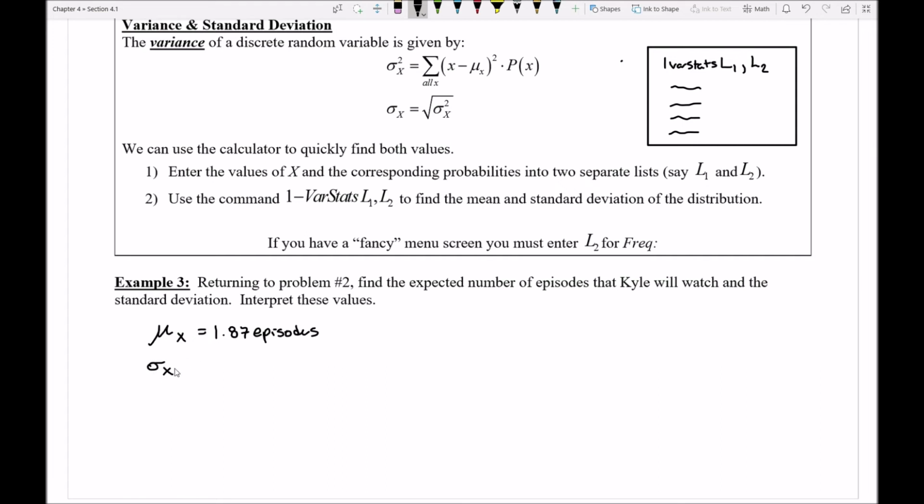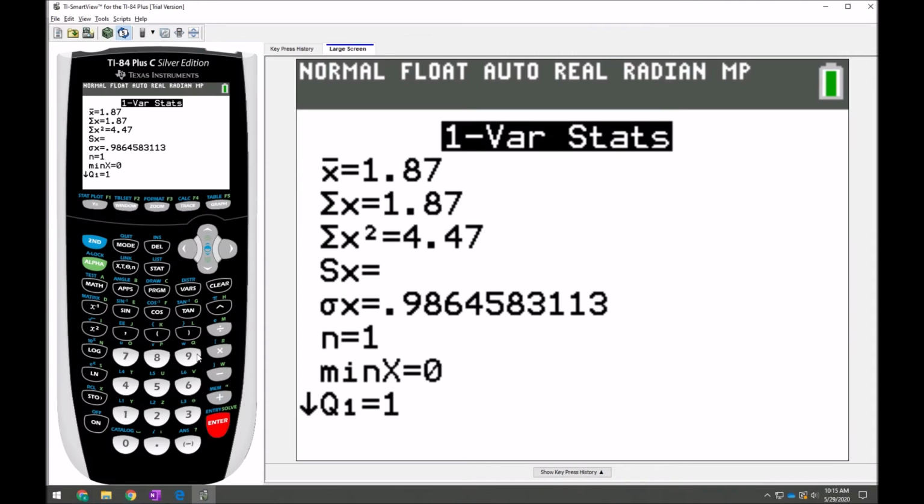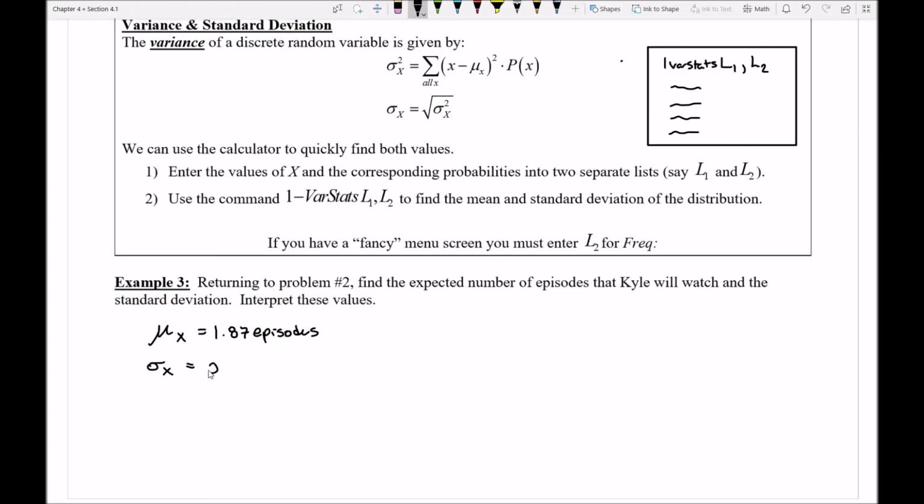Notice my standard deviation for the random variable of x. Notice the calculator even has that little subscript there, although it doesn't look like a subscript on this screen. But it has this value, 0.9865, if I round to 4 places. So 0.9685. And again, the units there are still episodes. So the idea here is Kyle should, on average, watch about 1.87 episodes, but don't be too surprised if he watches this many more or less than average, because that seems to happen all the time.